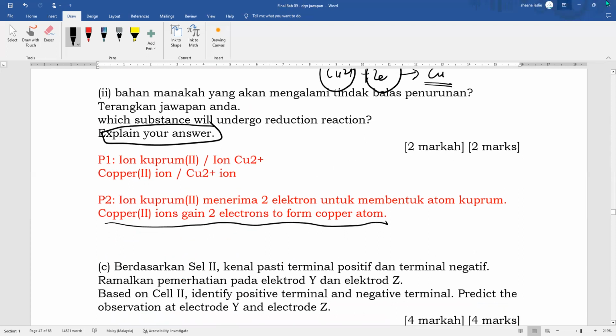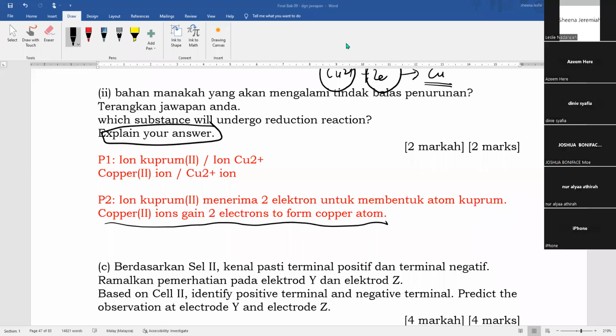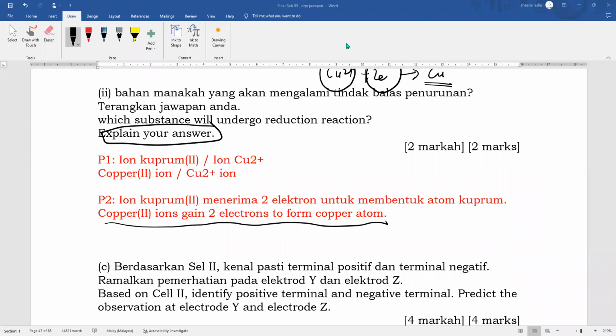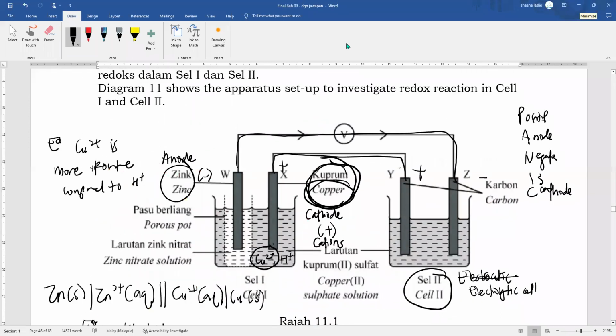Dini, especially Dini, I really cannot hear her voice at all. Okay, Dini? Yes, teacher. Okay, I want to hear Dini answering my next question now. Dini, tell me, which one is my positive terminal? Which one is my negative terminal? For cell 2. Look at teacher's cell 2 here. Which one is my positive terminal? Y. Very good. What's my negative terminal? Z.